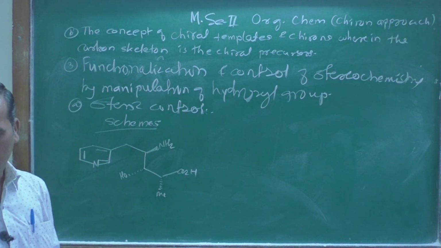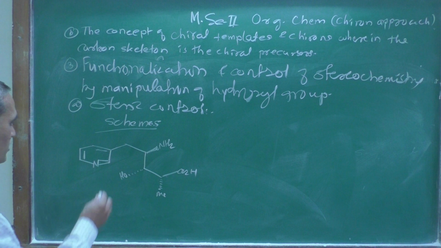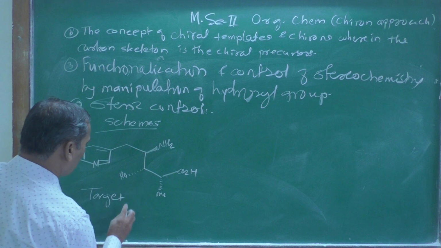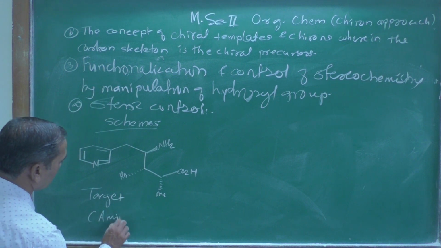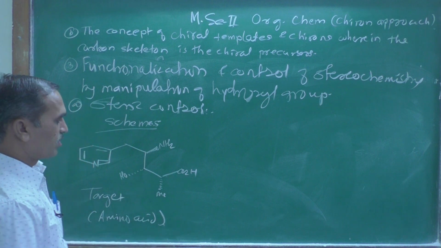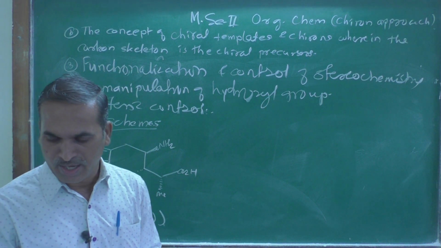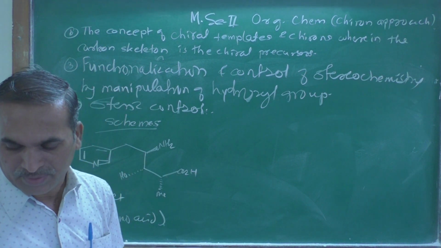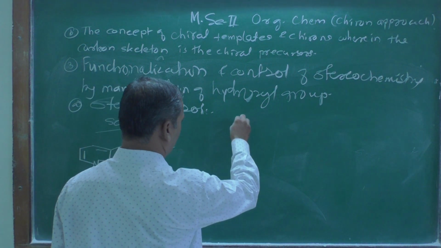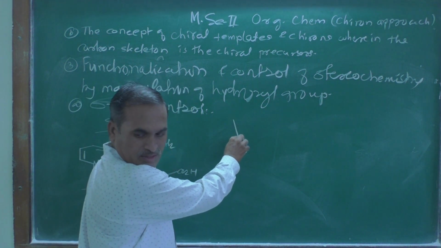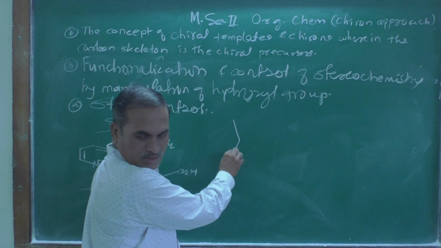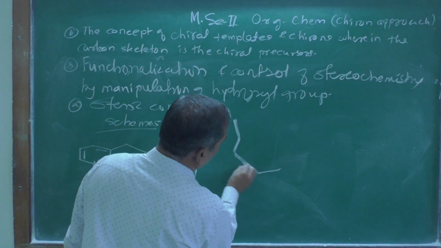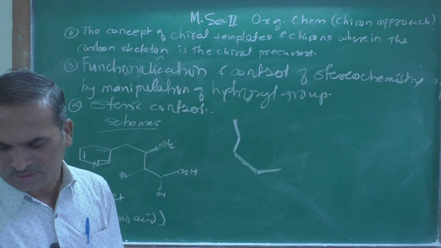This is our target molecule. This is an amino acid. This is a target molecule, which we can call an amino acid. This is one of the target molecules. And now the skeleton, what type of skeleton may be present over there. Let us look here. The skeleton is present here like this. The skeleton is present like this. The skeleton is present over here.